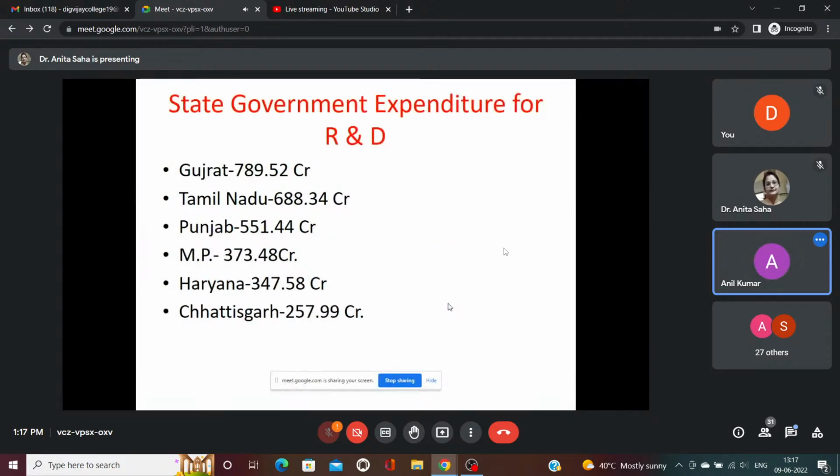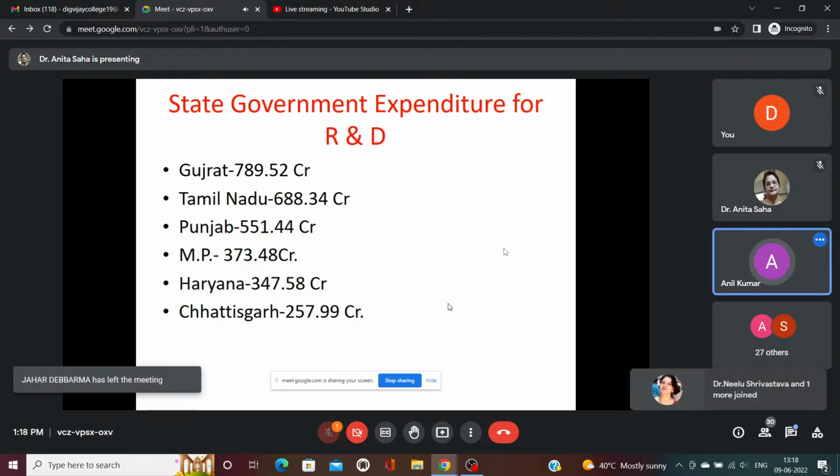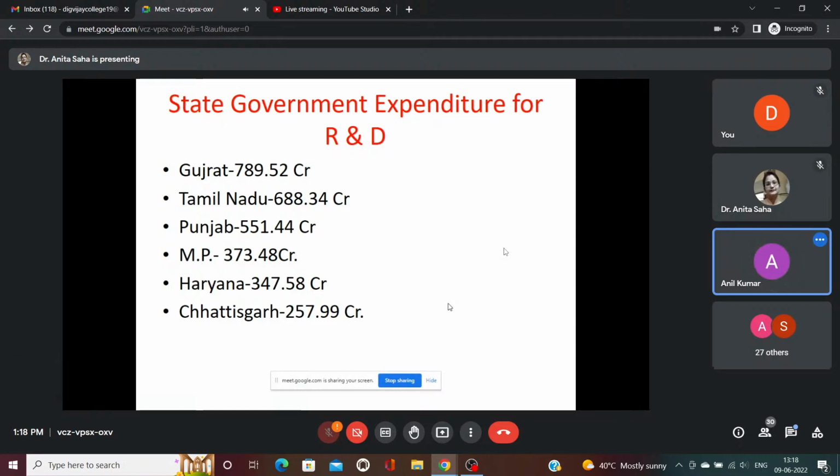The expenditure made by the state governments. The picture of state government contribution for the R&D sector is also not very promising. But in Gujarat, they are contributing 789.52 crore every year. In Tamil Nadu, 688.34 crore. Punjab, 551.44 crore. Madhya Pradesh, 373.48 crore. Haryana, a very small state, but Haryana is contributing 347.58 crore in the R&D sector.